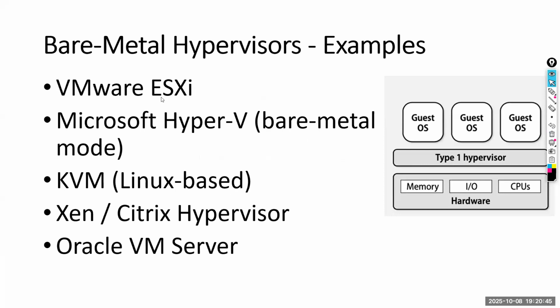So these are some examples of bare metal hypervisors or the type 1 hypervisors. These are more enterprise level hypervisors. VMware ESXi, Microsoft Hyper-V, KVM Linux-based hypervisor, Xen Citrix hypervisor, Oracle VM Server, right? Oracle VirtualBox, the normal one, is not bare metal. It's type 2. But VM Server, that is bare metal or type 1.